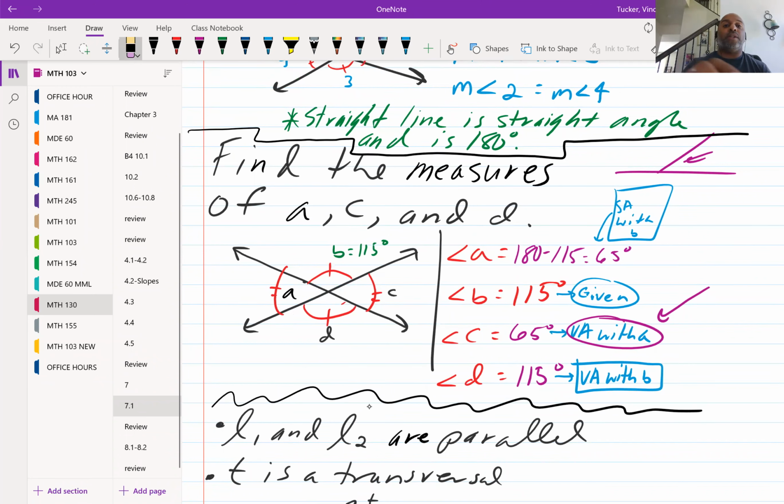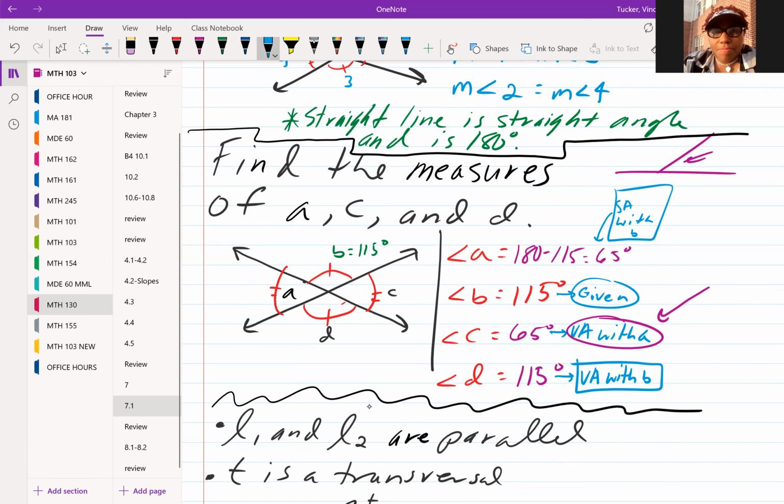All right. So that goes back to Ms. Glover's request for an explanation. That's why we did this right here: 180 minus B will give us A. So 180 minus 115 gives us that 65 degrees. And once again, that's because A and B make a straight line. I know 115, I want to know what is A. So I subtract 115 from 180, and that gives me my answer.